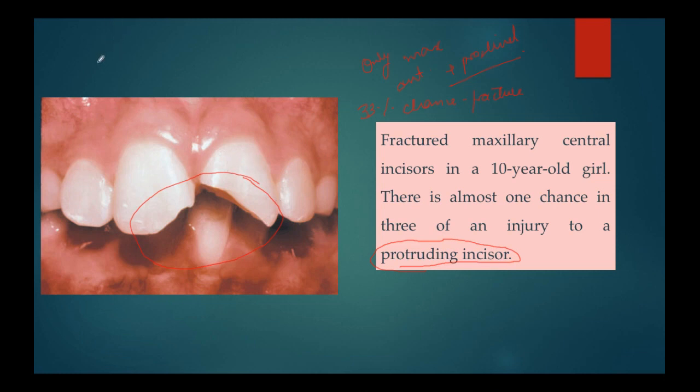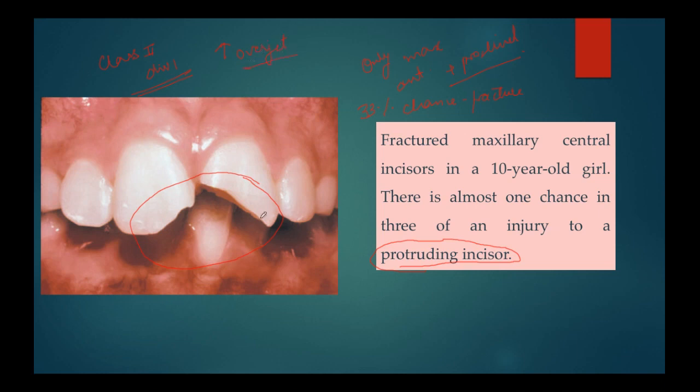So these are most commonly seen in class 2 div 1 malocclusion. So what are the features of class 2 div 1 malocclusion? There is proclination or protrusion of the maxillary anteriors, while the mandibular anteriors are generally in their normal alignment, or there might be slight proclination of the mandibular anteriors also. There is an increase in overjet.